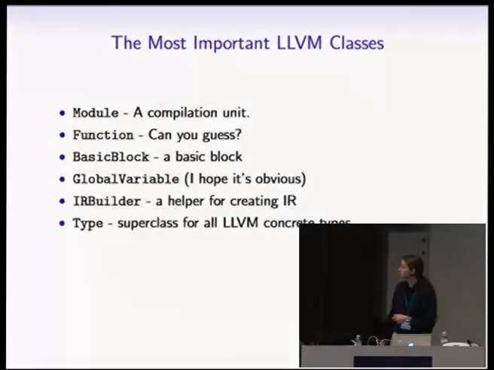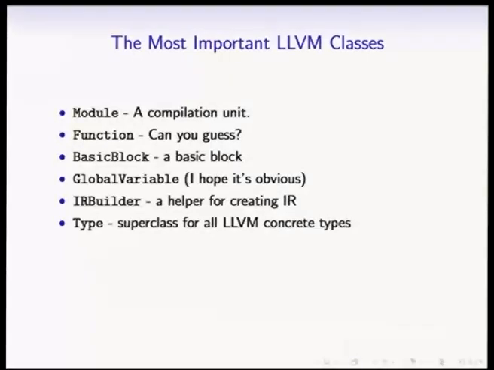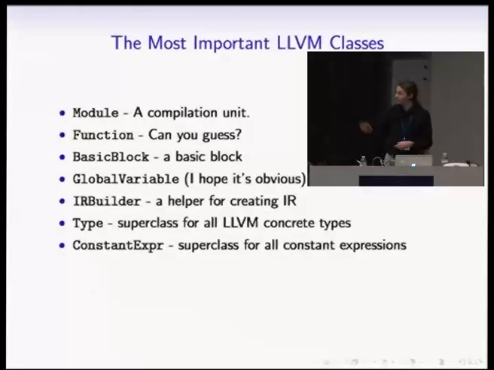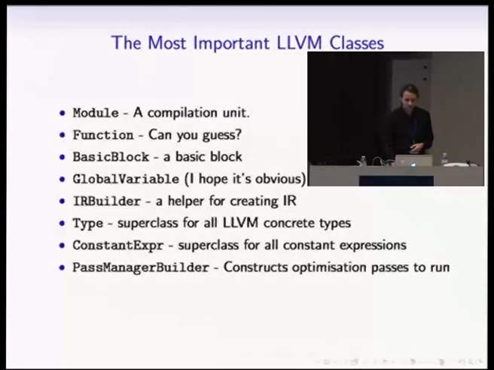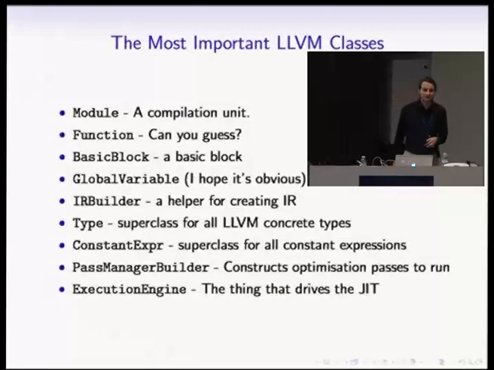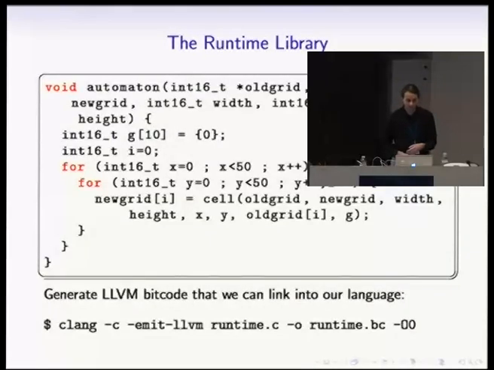The type class I won't deal with very much because this language only has one type, which is a 16-bit integer. So we only touch on that very briefly. Constant expression is the class that's used for building, well, obviously constant expressions. These last two we'll come to a little bit later. Pass Manager Builder is the one that we use for constructing a sequence of LLVM optimization passes, which you then want to run. An execution engine is the bit that actually does the execution.